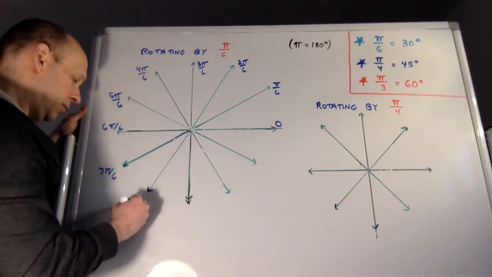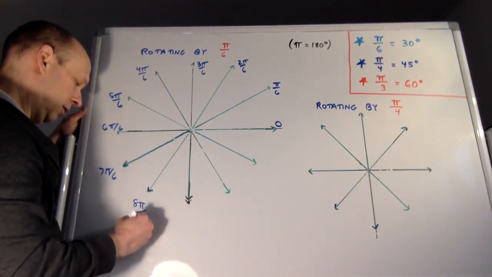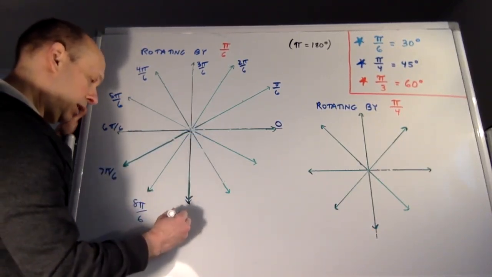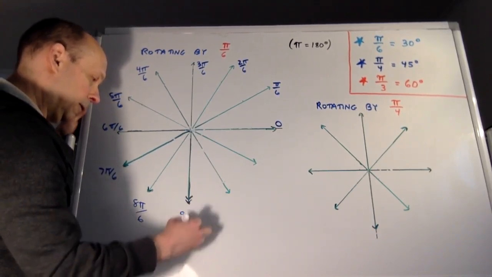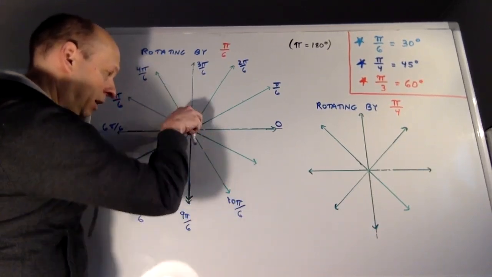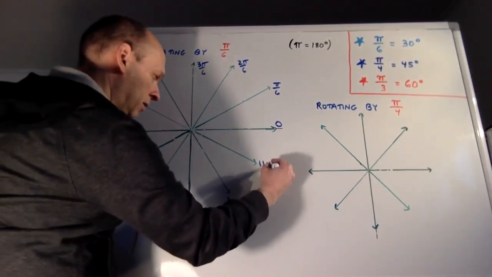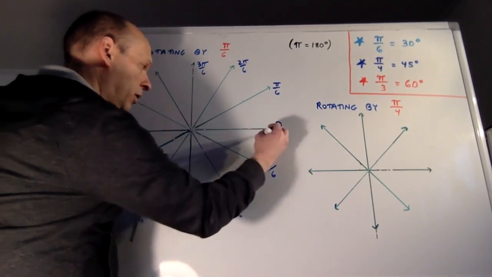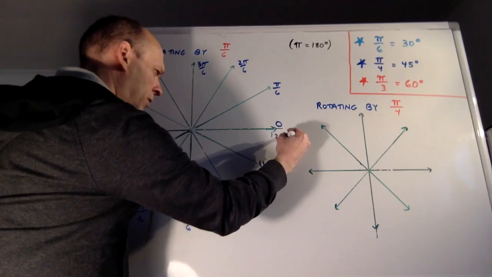Another pi over 6 takes me to 8 pi over 6. Another pi over 6 takes me to 9 pi over 6. And then 10 pi over 6. And then 11 pi over 6. And then a full circle, which is 12 pi over 6.